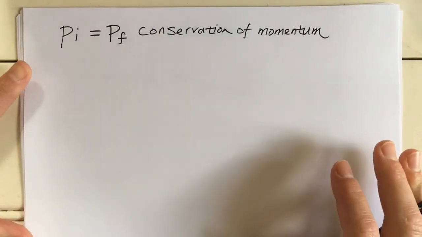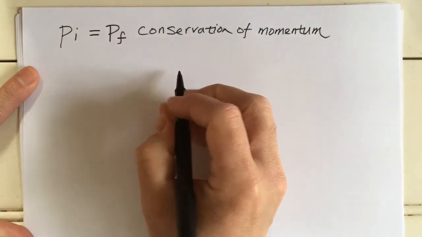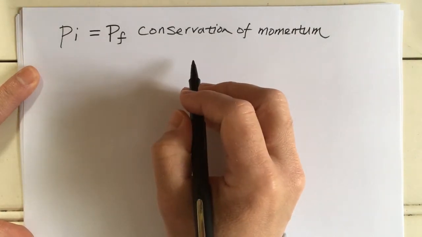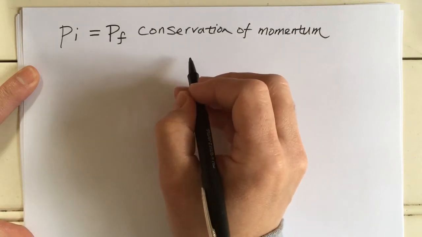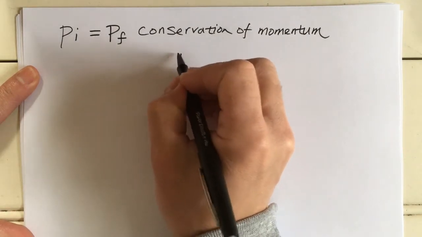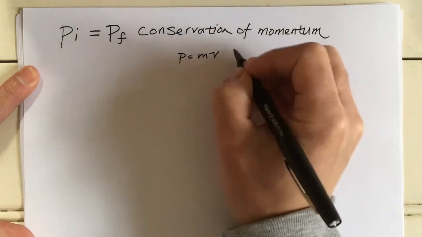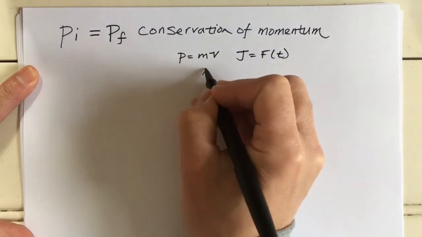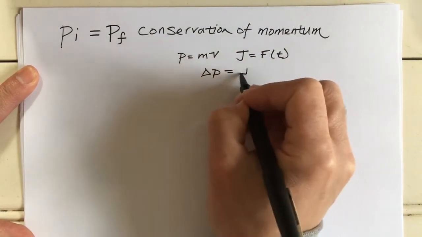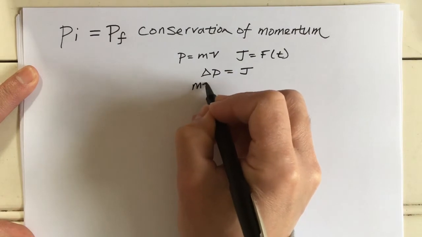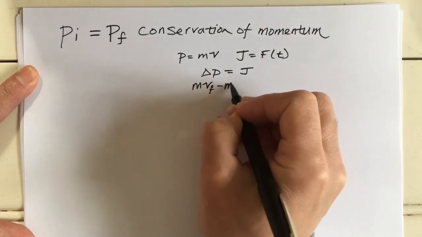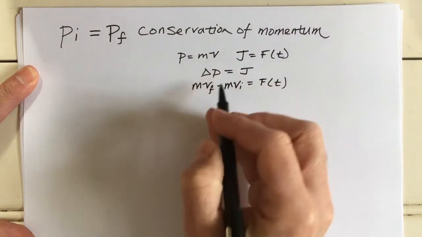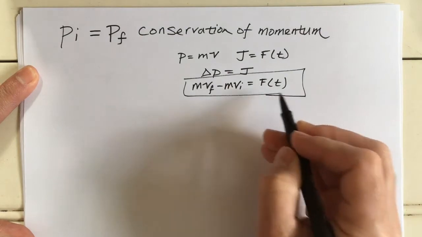Up to this point, we've used our formula for momentum, which is p equals mv, and impulse, which is J equals F times t. We've used these formulas combined by saying that delta p is equal to J. That is, mv_f minus mv_i is equal to F times t. And we call this the impulse-momentum theorem.